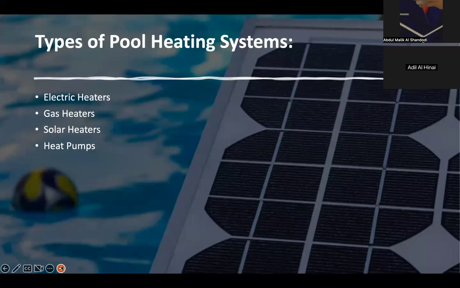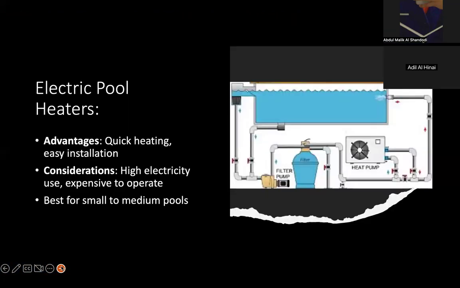Moving to the types of heating systems, we're going to talk about electric heaters, gas heaters, solar heaters, and heat pumps. Electric pool heaters: an electric resistance heater functions similar to a kettle. When an electric current is passed through the resistance heating elements, water pumped through the system is heated. It's ideal for small to medium-sized residential pools and spas. Its advantages are a simple and compact design, usually low cost. Some disadvantages are high operating cost due to electricity consumption, and it is inefficient for large pools or regular use.